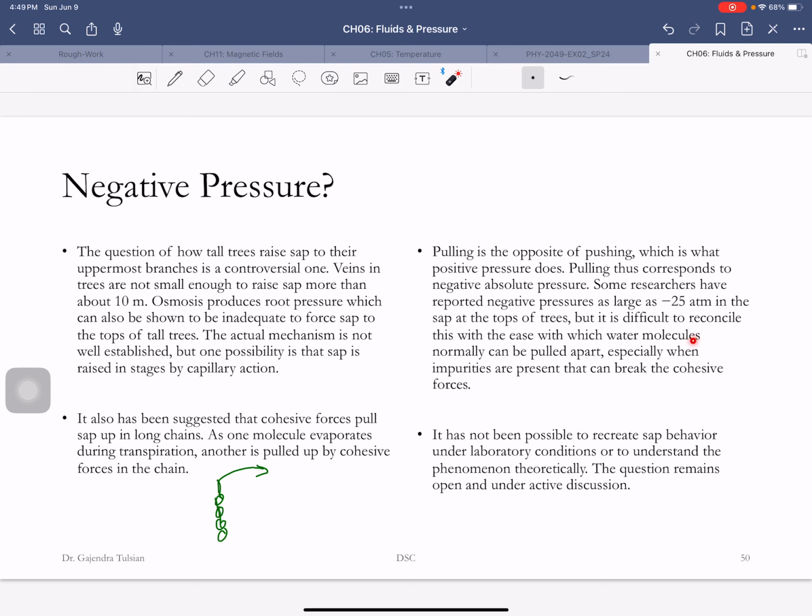But anyway, it has not been possible to recreate sap behavior under laboratory conditions. So in a lab, we haven't been able to raise water as high as some of the tall trees, or to understand the phenomenon theoretically. The question remains open and under active discussion.